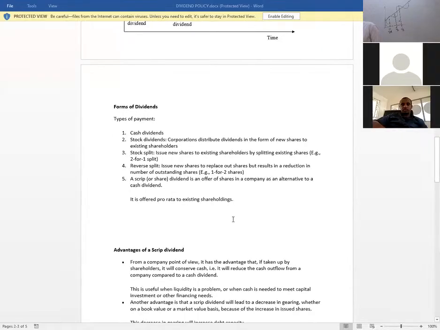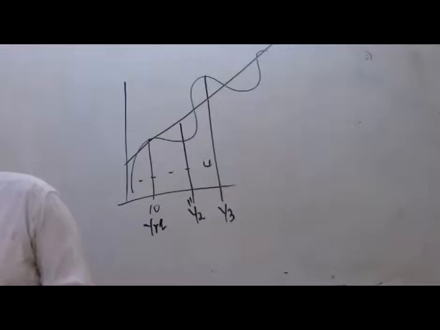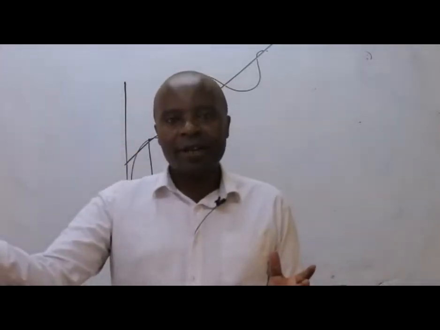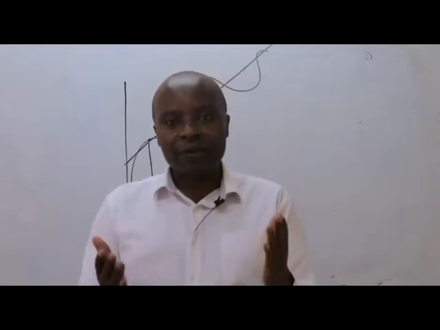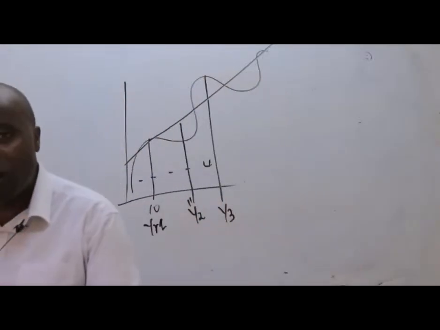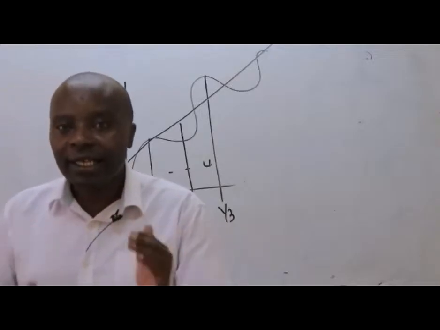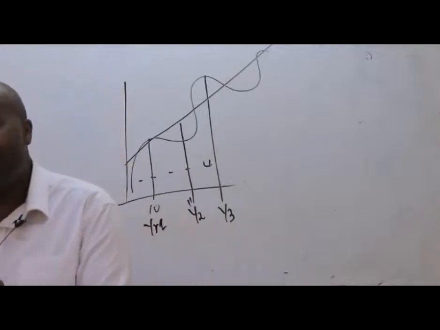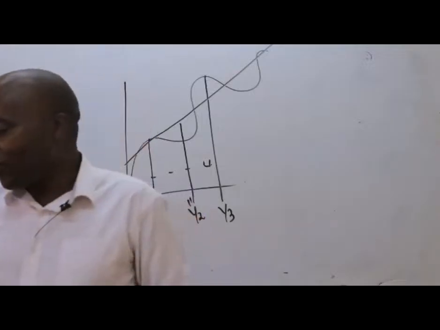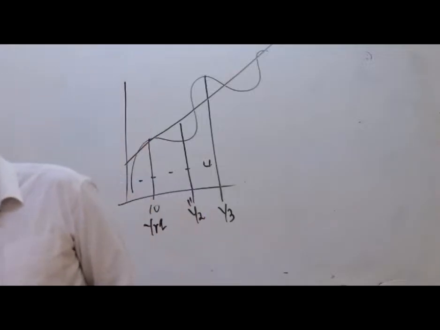So under scrip mode, ladies and gentlemen, we are giving you two options. Either you take a cash dividend, or you take, in this case, shares. So we're giving you an alternative, scrip. Very important. But all in all, you're giving out what here? Shares instead of cash, because at the end of the day you want people to take up shares, since you may not be having the money.